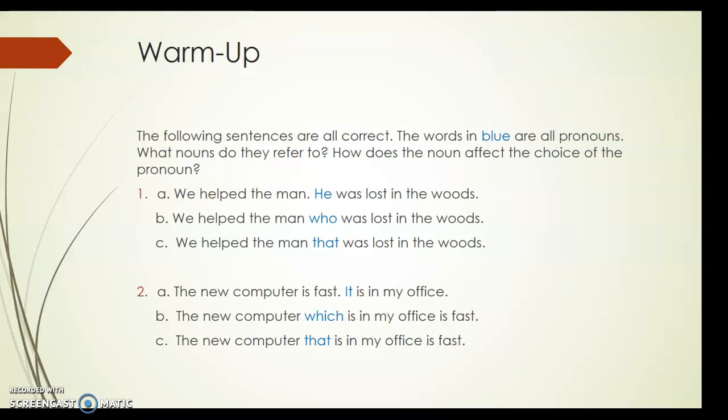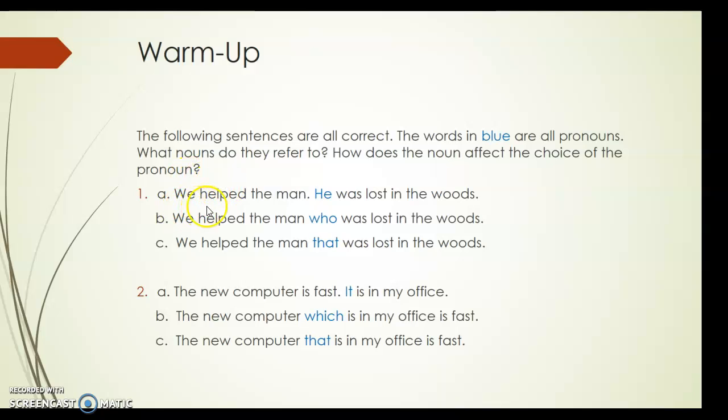Now, let me start with the warm-up. Let's look at these sentences. The following sentences are all correct. The words in blue are all pronouns. What nouns do they refer to? How does a noun affect the choice of the pronoun?